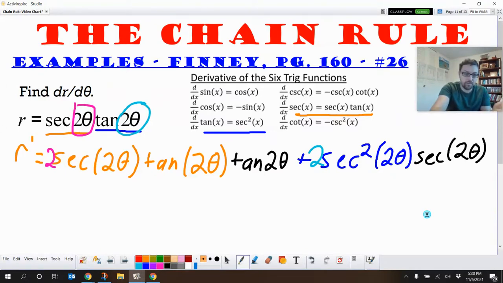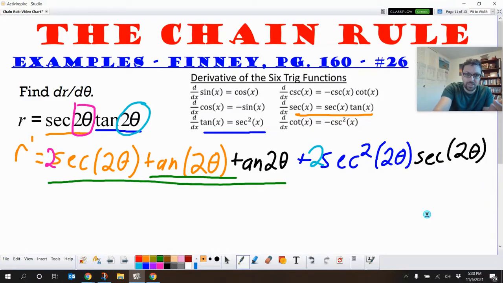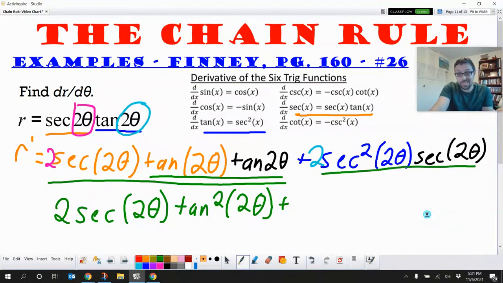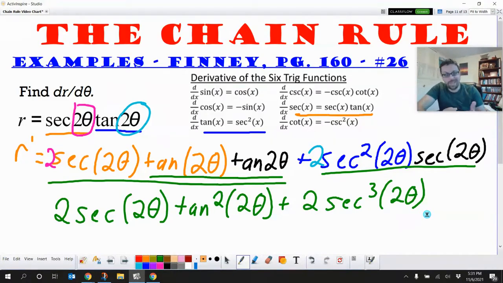All right, now we can clean this up just a touch. This has got 2 tangents in it. So let's call this 2 secant of 2 theta tangent squared 2 theta. Plus, this has got 3 secants in it. So it's 2 secant cubed 2 theta. Not a huge amount of cleaning up, but just a little bit. And that's it. It's done.